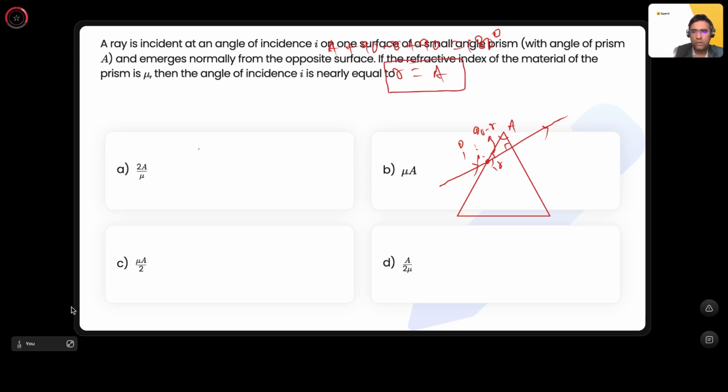Now applying Snell's law over here, I can write that 1 into sine of I will be equal to mu into sine of R, where mu is the refractive index of the prism and R is equal to A. Now, because the angles are very small, like A is small, we can write that sine theta is equal to theta. So I can write I is equal to mu into A simply. This will be my answer. So again, an easy question.